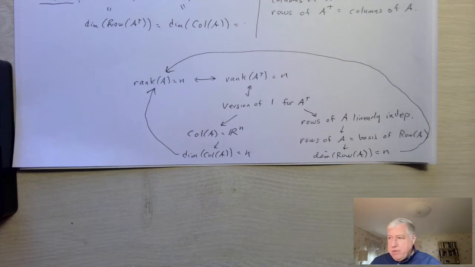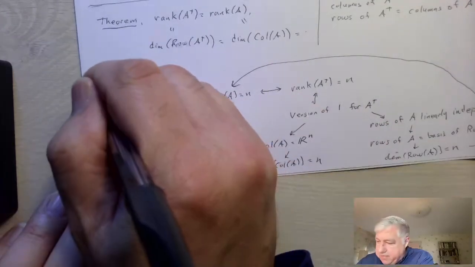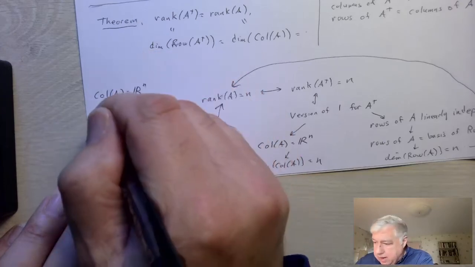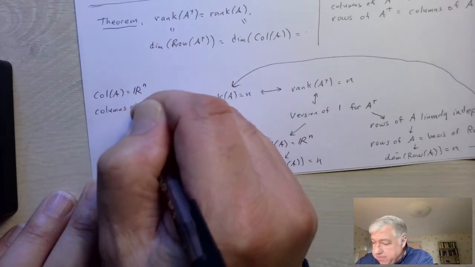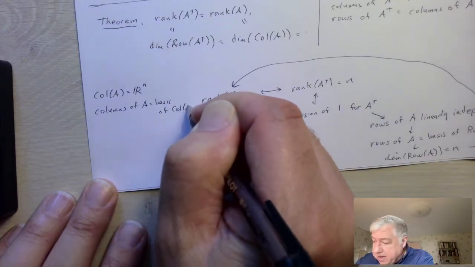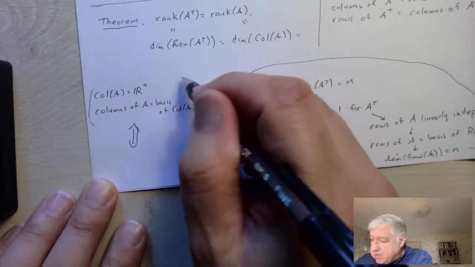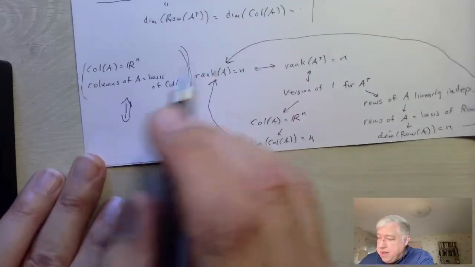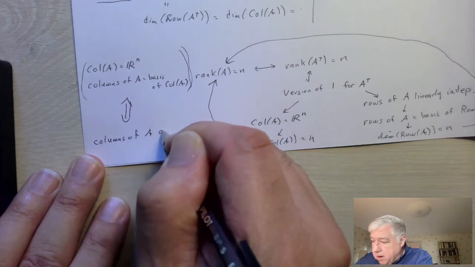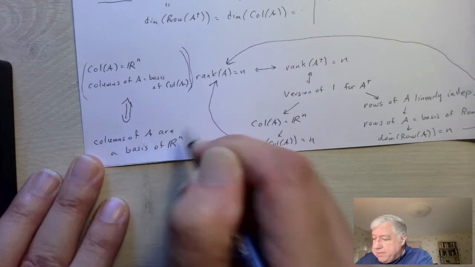The only other tidbit we should notice is that if the column space of A is Rn, and the columns of A are a basis of the column space of A, then of course this is the same. These two statements together say that the columns of A are a basis of Rn. Okay.